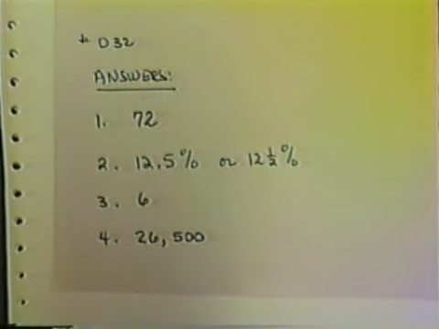Okay, the answers are: number 1 is 72, number 2 is 12.5%, either would be acceptable, 3 is 6, and 4 is 26,500. If you had problems, go back and check your arithmetic, or get a math tutor or lab instructor to help you. They'll be glad to help in any way they can.